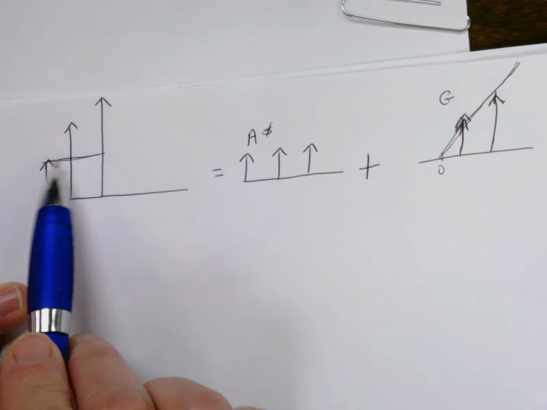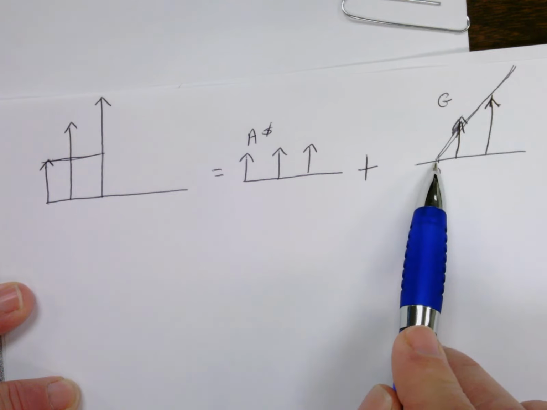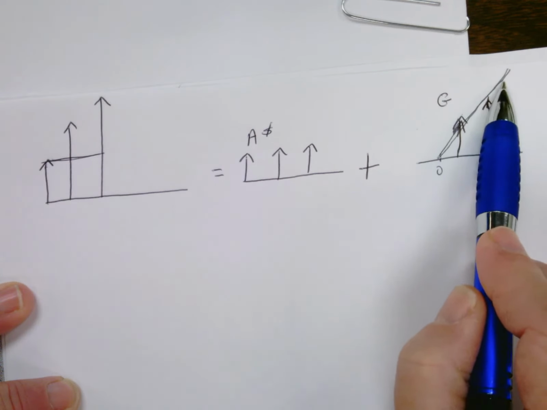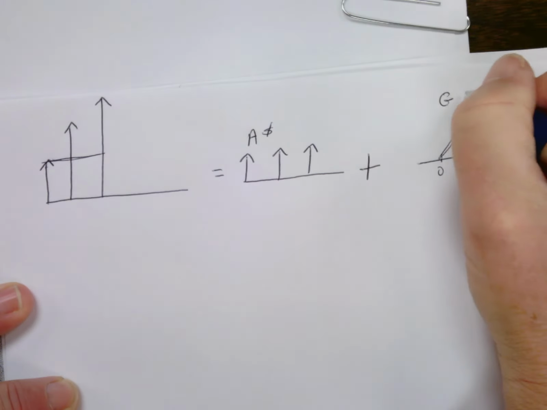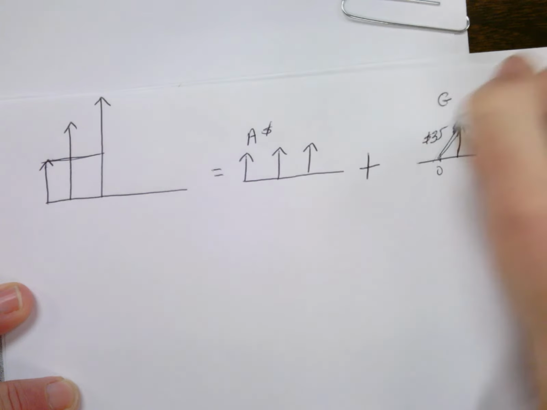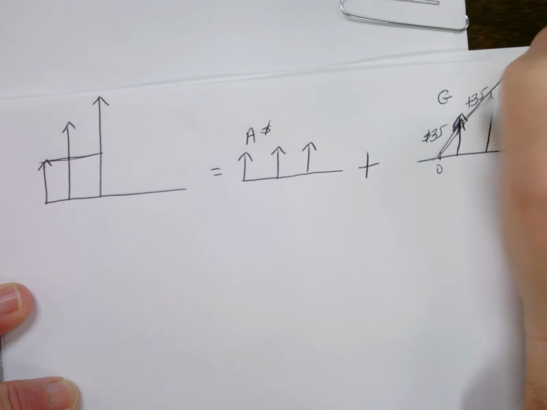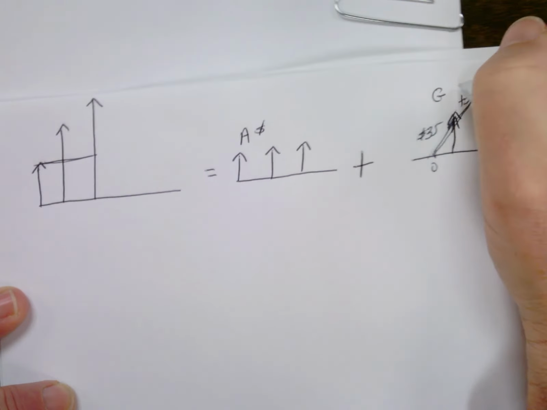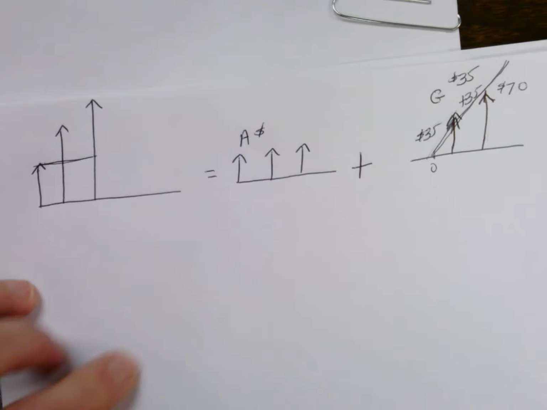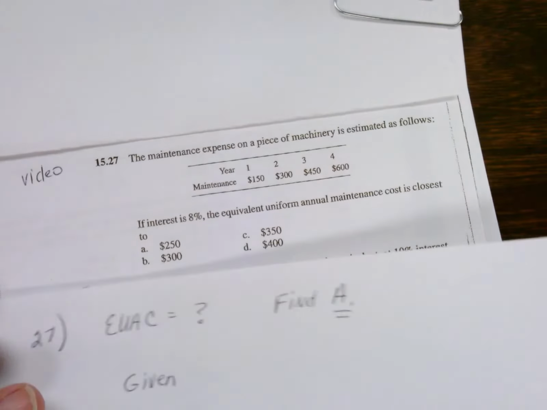So we can take the annuity portion of the cash flows plus the gradient portion that starts at zero and has equal uniform increases. And again, the amount of the G is the amount of the increase. So if this increase was $35 and this one was $70 total, another $35 added onto it, then the amount of the G would be $35. All right, let's look at an example in the back of your handout, problem 27.